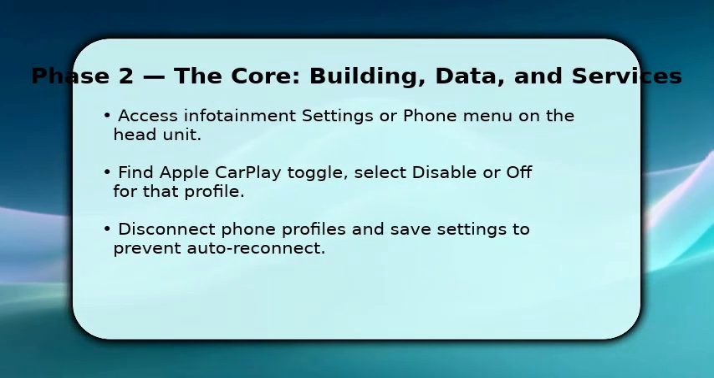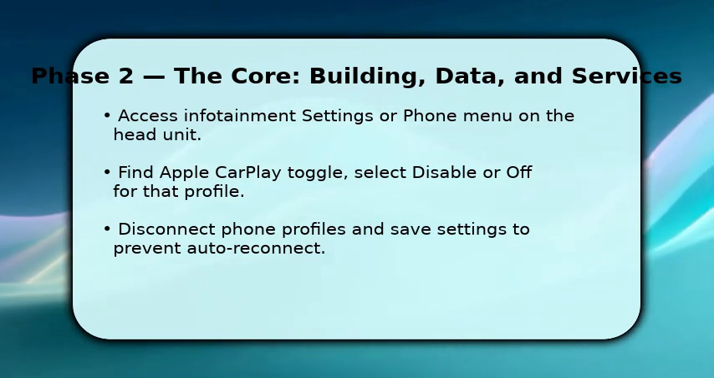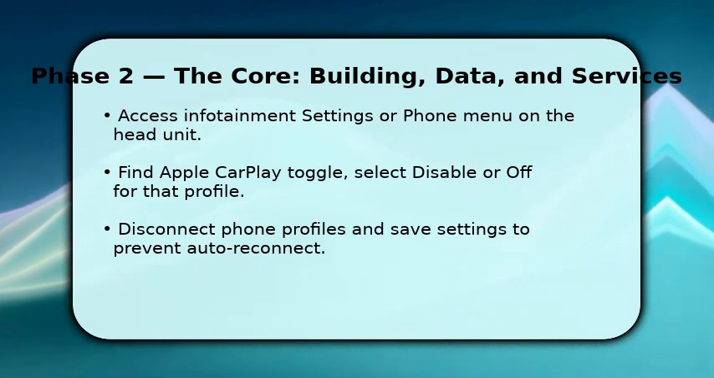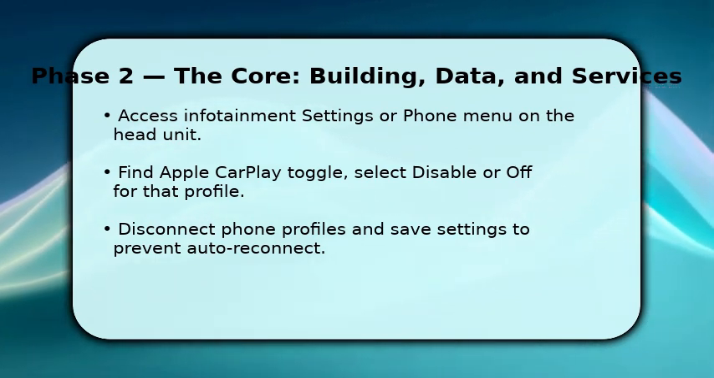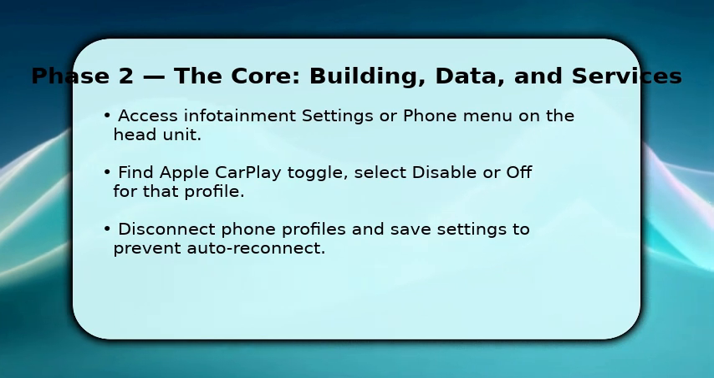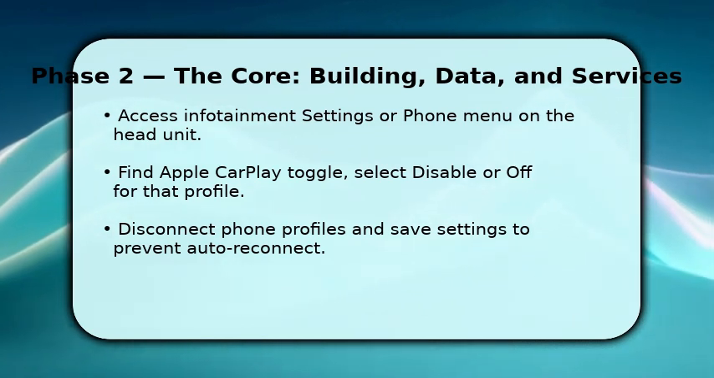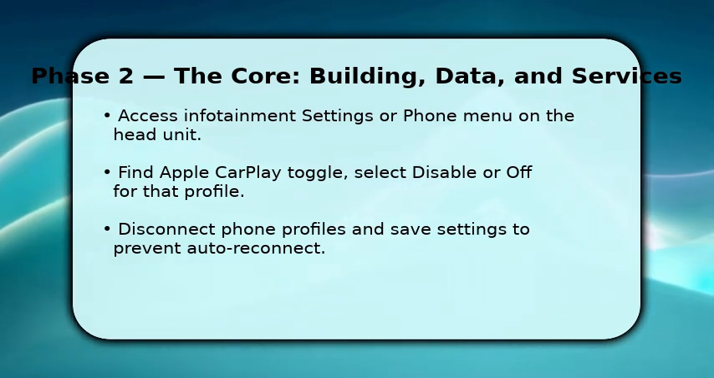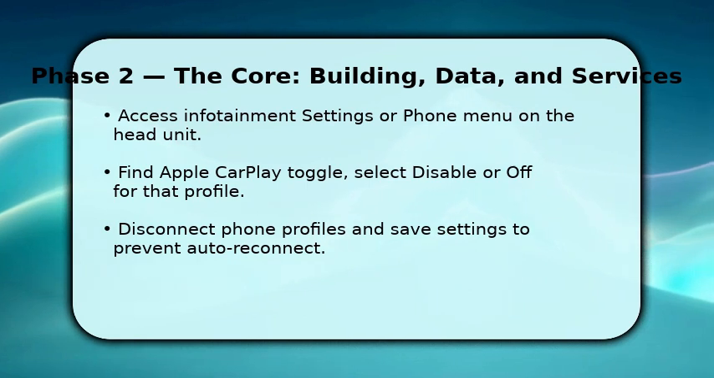Now move to the car's head unit to disable CarPlay at the source. Open the infotainment settings or phone menu because some vehicles override phone preferences. Find the Apple CarPlay option and switch it off for the current driver profile or select Disable for that vehicle. Make sure to disconnect any saved phone profiles, then save or confirm changes. Otherwise, the system may reconnect automatically.